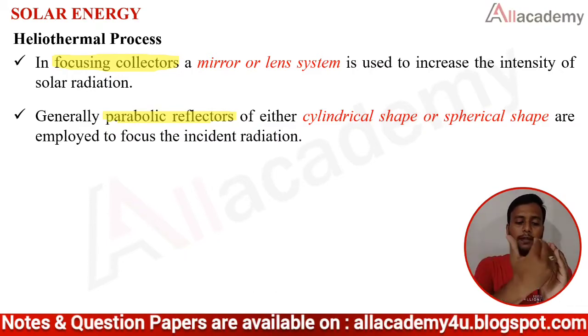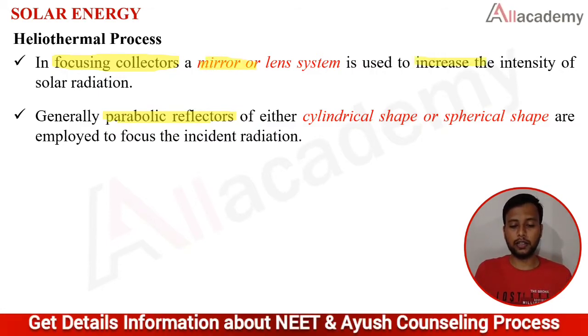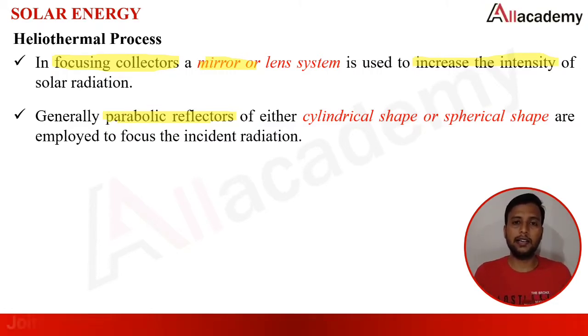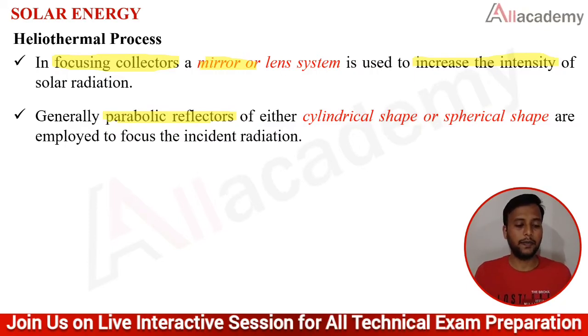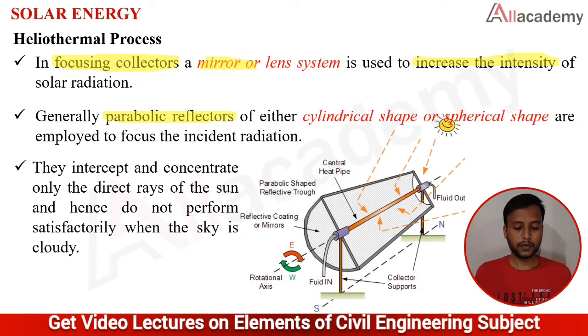If I use mirrors on this surface, they will increase the intensity of solar radiation, because obviously when sunlight falls on it, it will reflect. That reflection increases the intensity of solar radiation. Generally a parabolic reflector of either cylindrical or spherical shape is employed to focus the incident radiation. Here you can see how the parabolic collector looks.